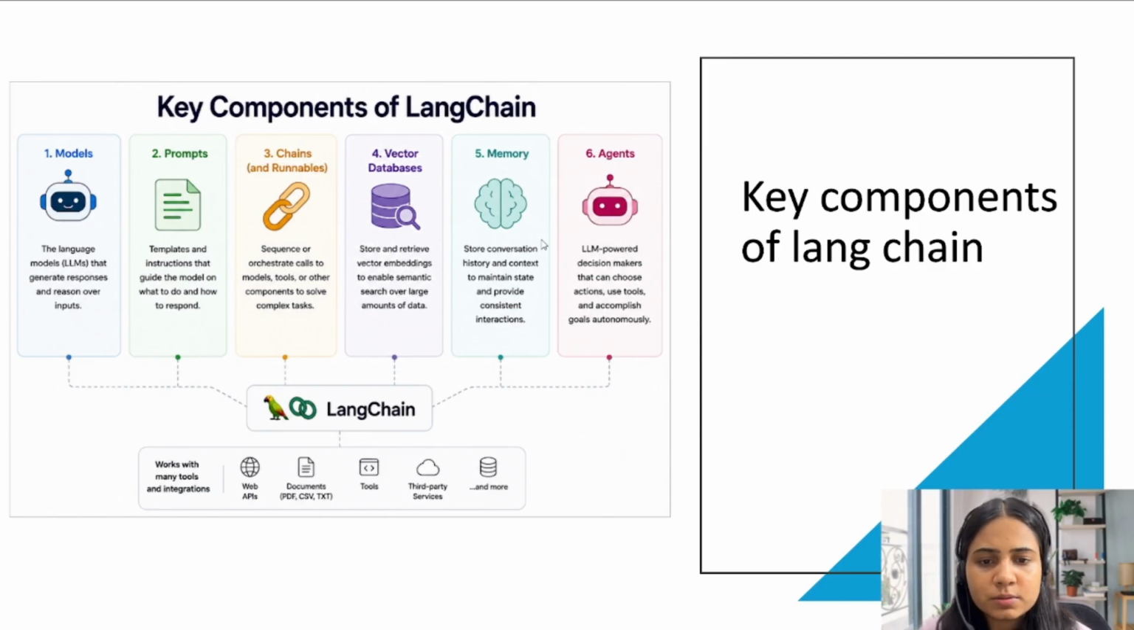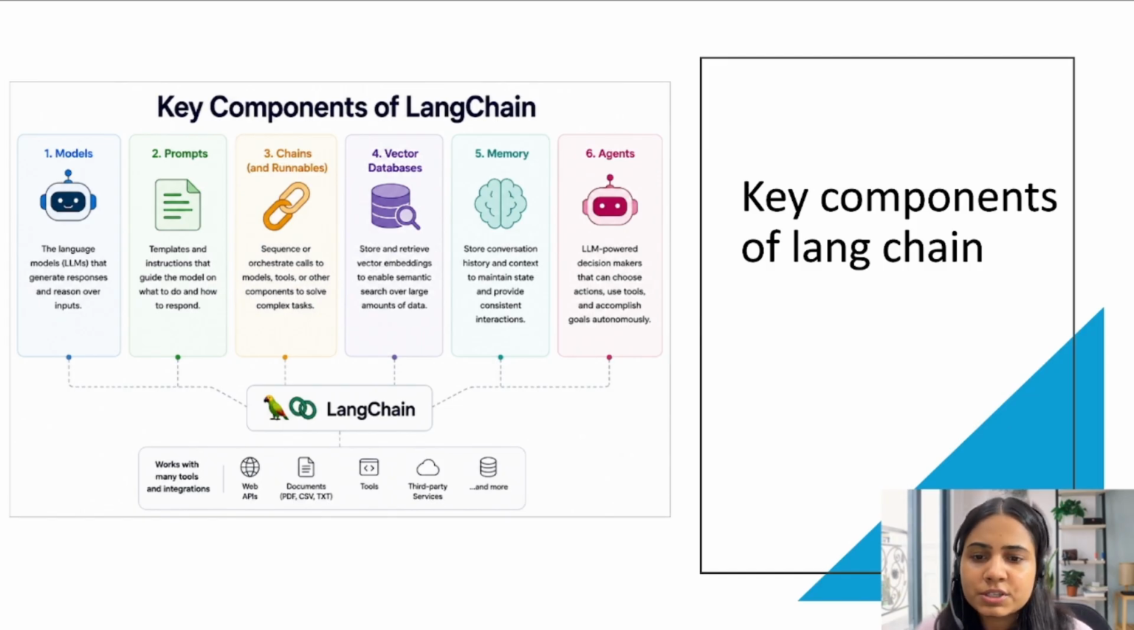Okay, so it is mentioned here: LLM-powered decision makers that can choose actions, use tools, and accomplish goals autonomously. We don't need to interfere over here. Now we understand the responsibility of each individual component, but in a real application, these components do not work separately. They combine and work together.